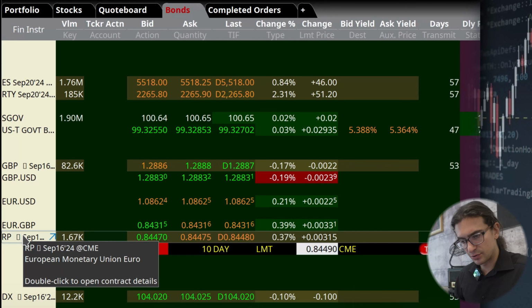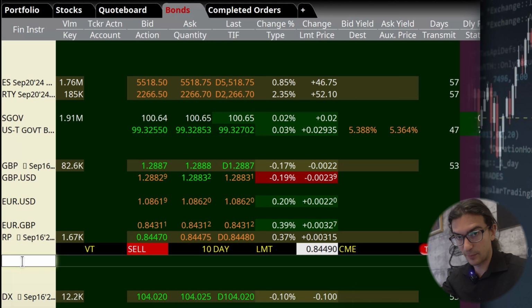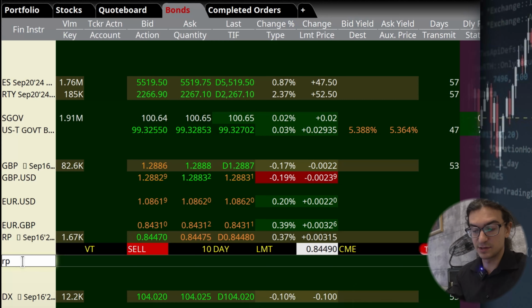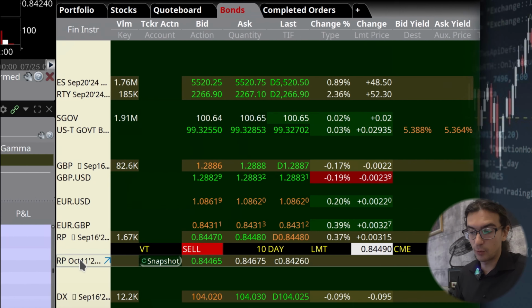As we get closer and closer to that expiry date, unless you want to provide delivery of that futures contract, because you are short the futures contract, you're going to have to roll your short futures position to the next expiry. And the way you're going to do that is like this. You go into your watch list, you type in RP, which is the same futures contract, you select it, and then you select the next month's expiry. The current active month is September, so we don't want to select September, we want to select October. So we click October. Now we have October here in our watch list.